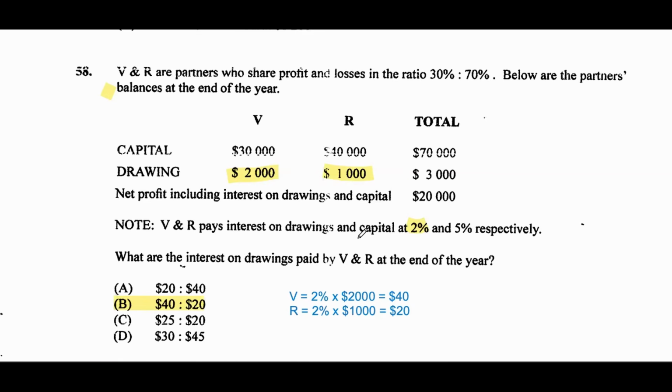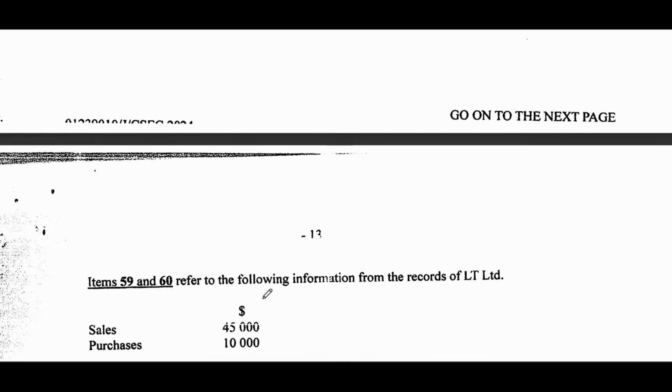Alright guys, well the interest on drawings is 2%. Drawings for V is 2,000. Therefore 2% by 2,000 give us $40. R, his drawings is 1,000. Again, he's paying 2%. 2% by 1,000, $20. Answer should be B, $40 and $20 respectively. Great. Moving on to question 59.